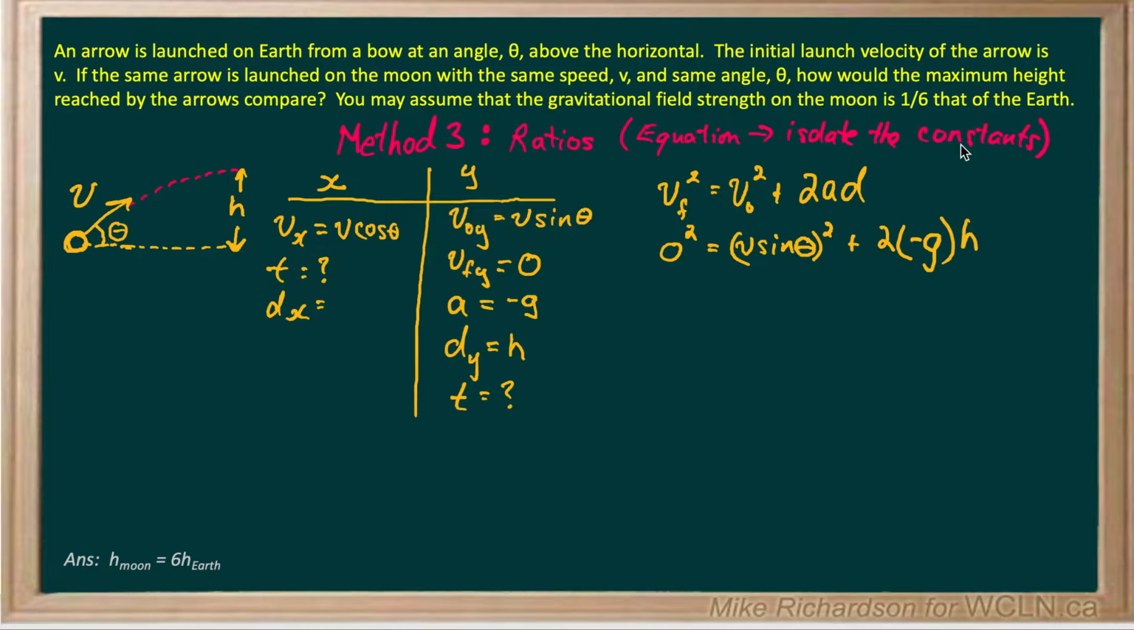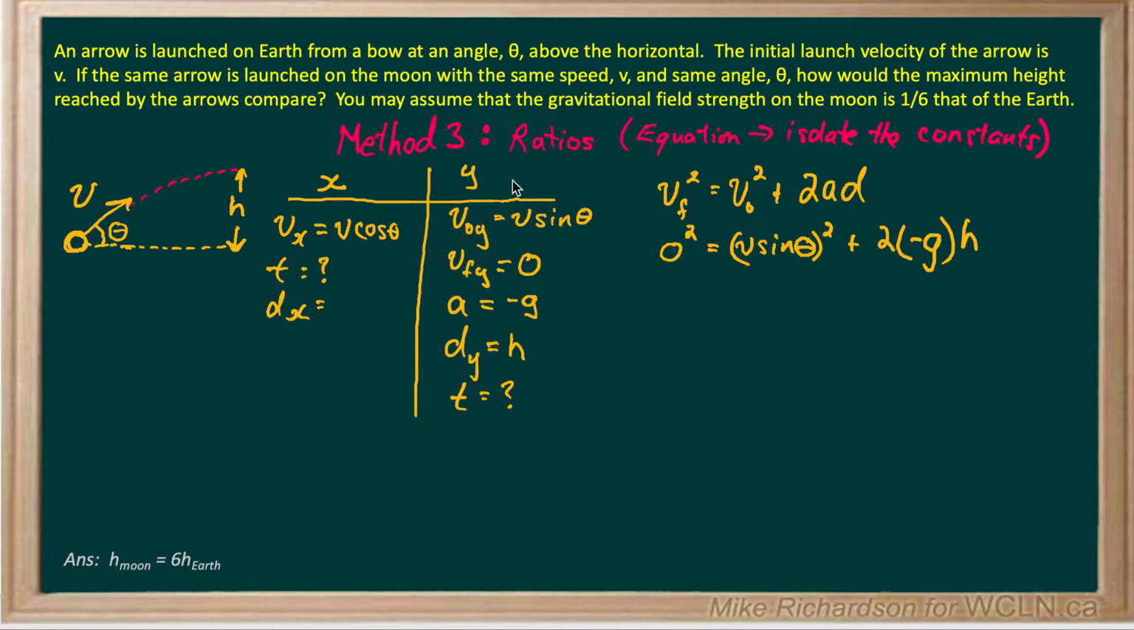And once we have that equation, we've got all the constants isolated, we can set up kind of a before and after equation, almost like a ratio. So I've kind of cut to the chase in this question. My initial speed I'm saying is v, there's my angle theta, and I'm looking for h.